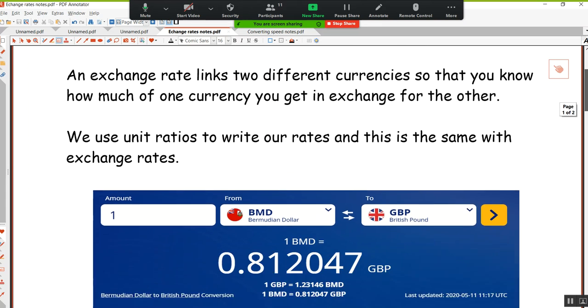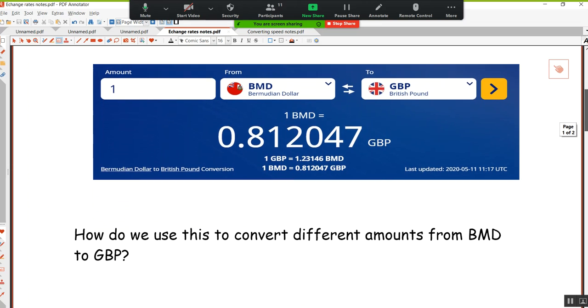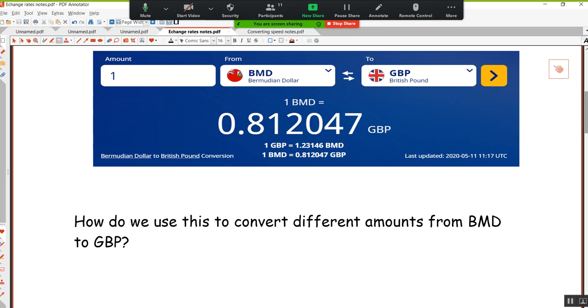So I've copied this from a website. I also gave you a link to that on Teams, so you can look at the same thing. What I've got then on that screen is the exchange rate. Could anyone read that and interpret it for me? What does it mean? Anyone know?